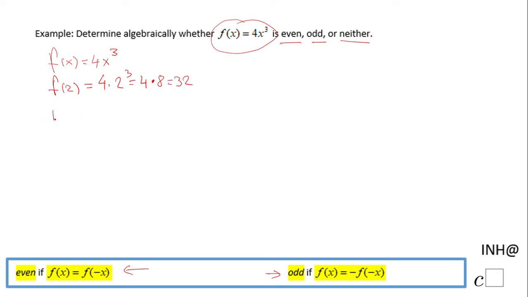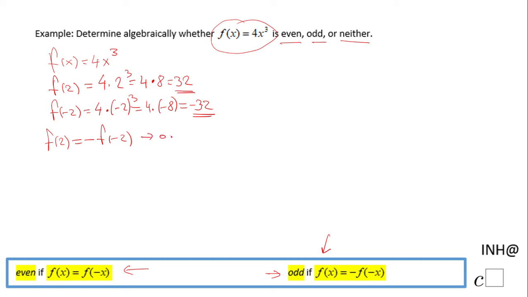Similarly, I'm going to do f of negative 2. And what do we get here? We get 4 times the quantity negative 2 cubed, and that will be 4 times negative 8, and that is negative 32. So if we notice, these two are opposite. In other words, f of 2 equals negative f of negative 2. So it looks like this statement here. So using this numerical way, we kind of get that this function is odd.